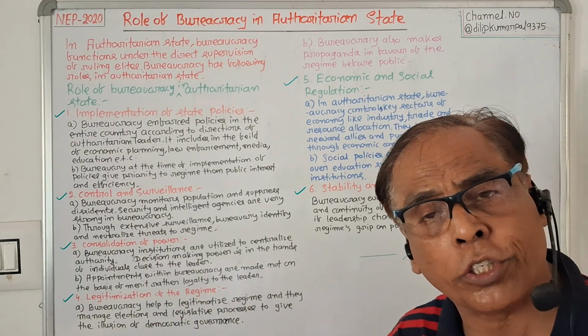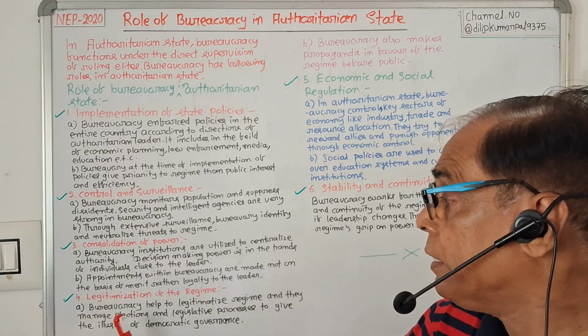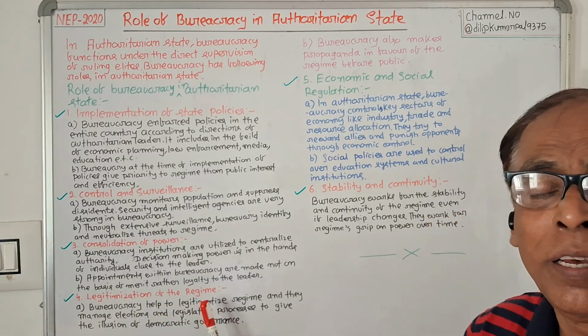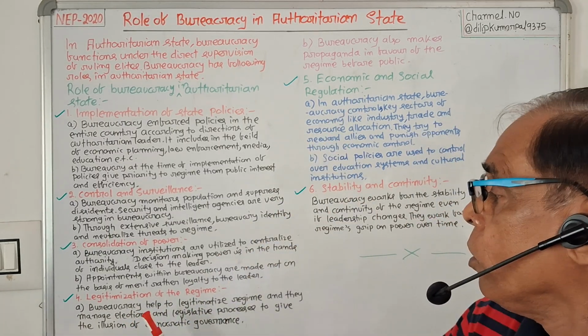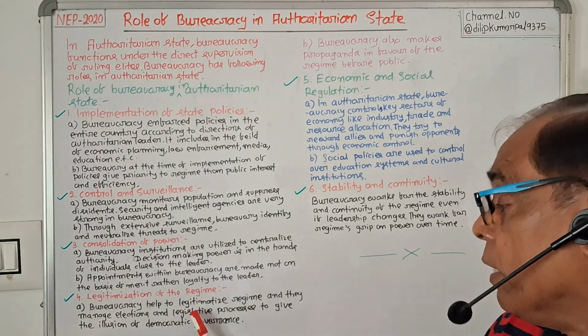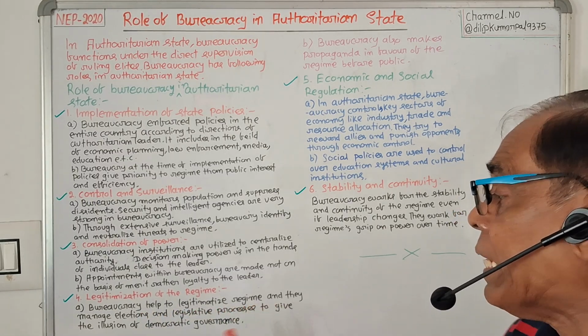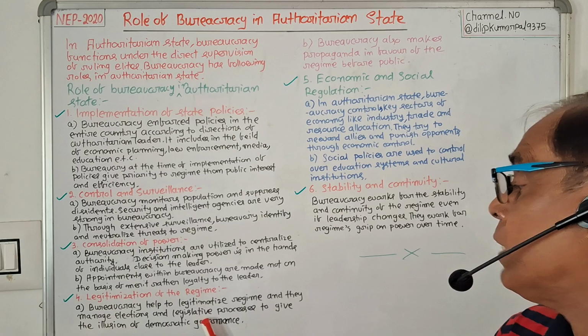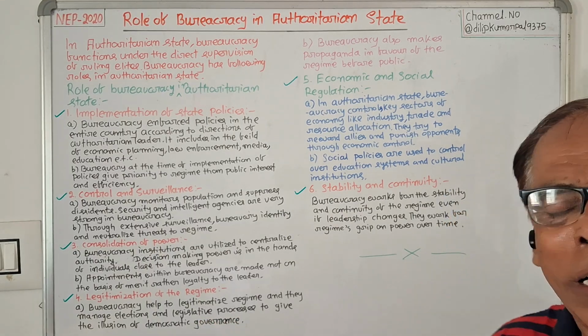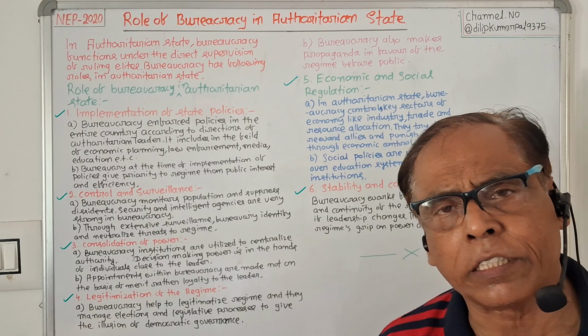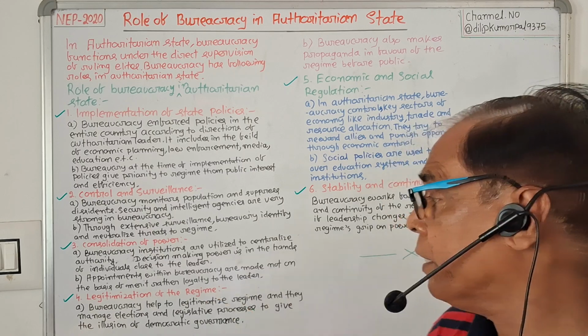Another function of bureaucracy in authoritarian state is legitimization of the regime. Here again there are two subpoints. Number one, bureaucracy helps to legitimize regime and they manage elections and legislative processes to give the illusion of democratic governance.